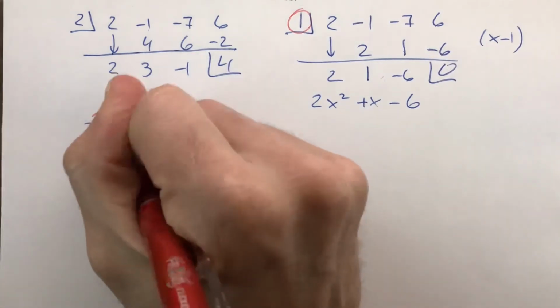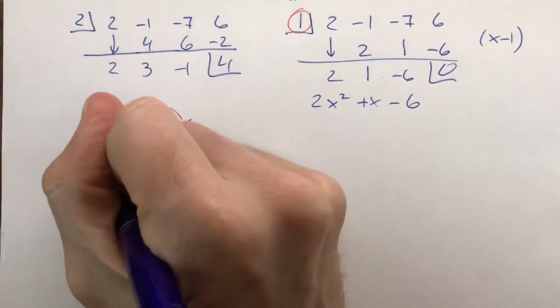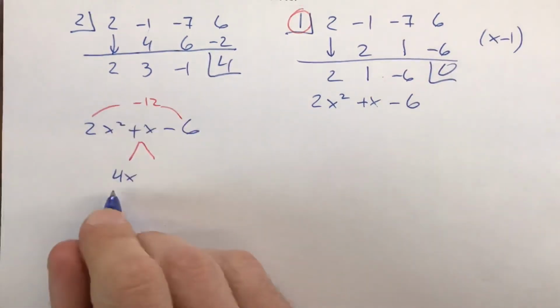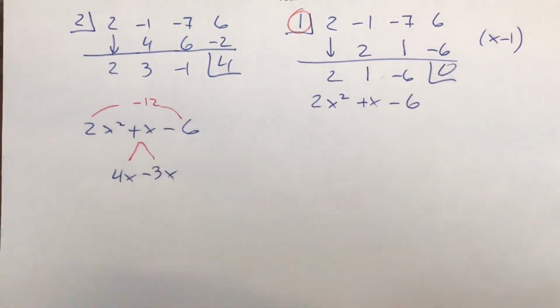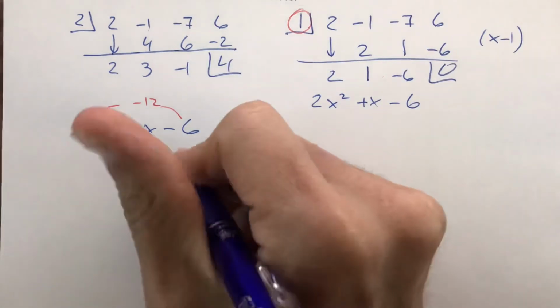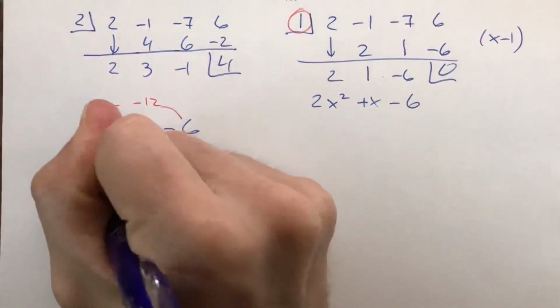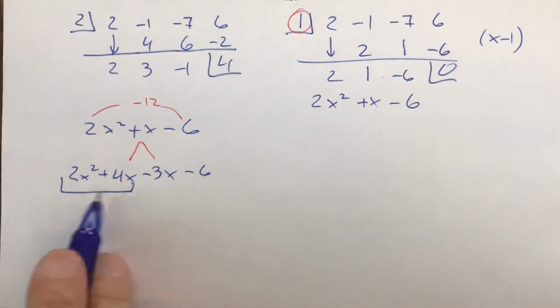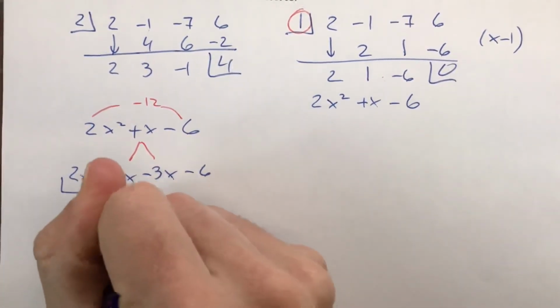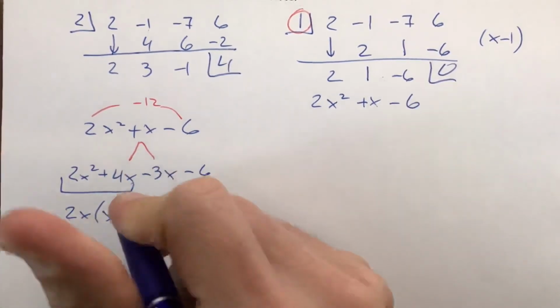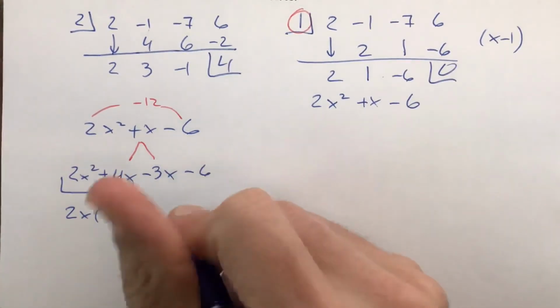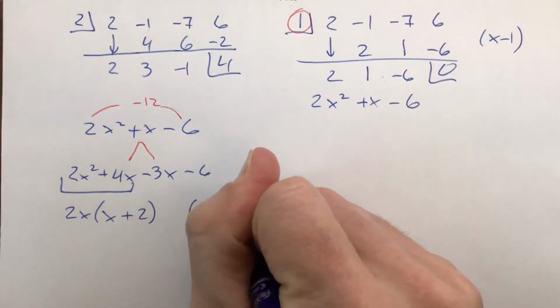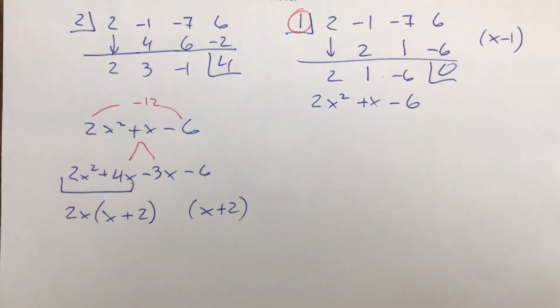Those numbers are going to be a 4 and a -3, but we're going to attach x's to them. All right, and then we factor by parts. The GCF here is going to be 2x, leaves you with x plus 2. All right, so then the other one needs to have an x plus 2 as well. And we can factor out a -3 to make that happen.